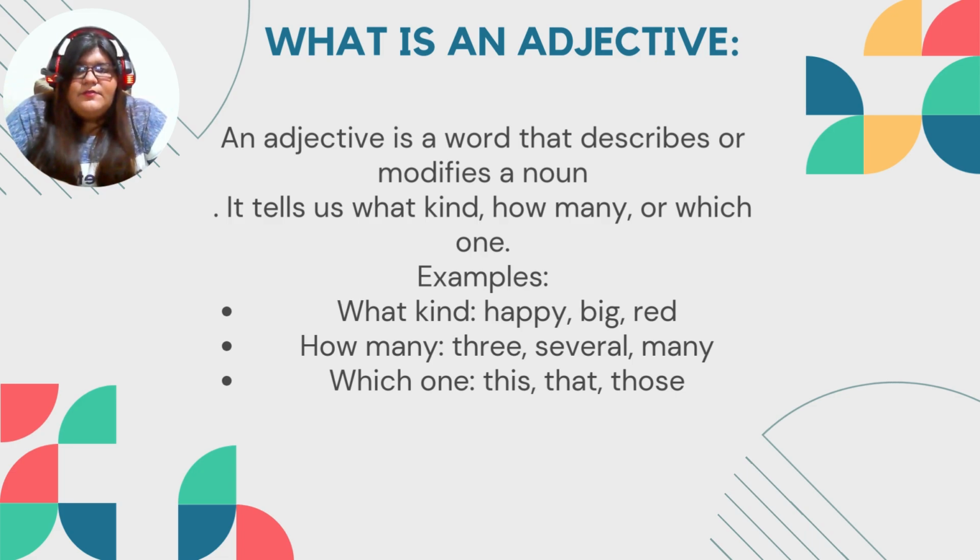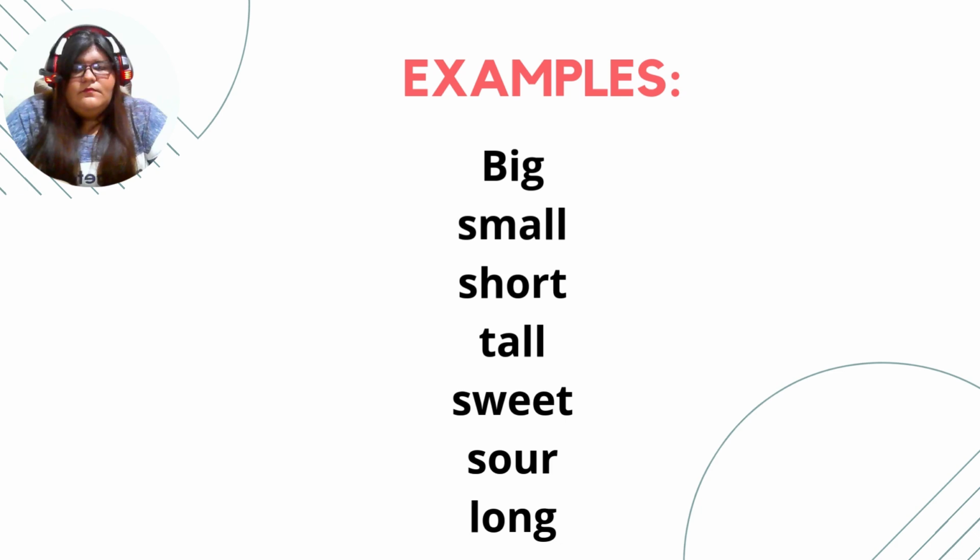For example, when we want to give a description of a place, animal, or people, we will use adjectives to give them attributes, right? So we have here some examples: big, small, short, tall, sweet, sour, and long. But don't worry, if you don't completely understand, you can watch my video about adjectives. You will find it on this YouTube channel, so don't worry.